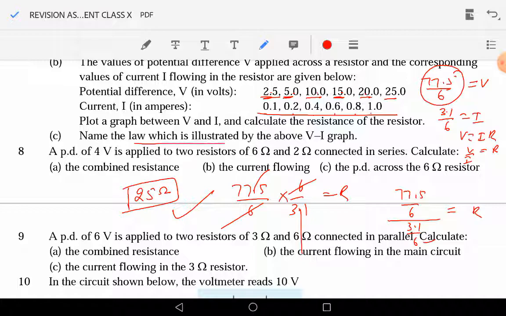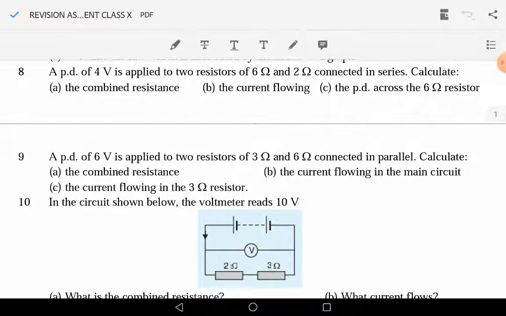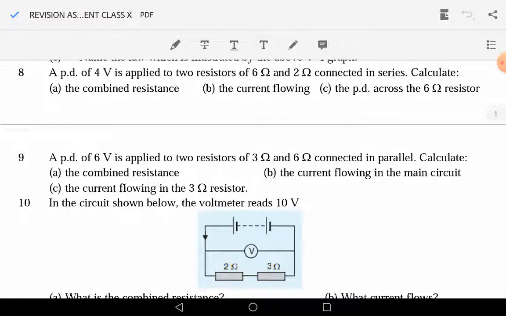Now name the law which is illustrated by the VI graph. It is Ohm's law, in honor of George Simon Ohm, right?